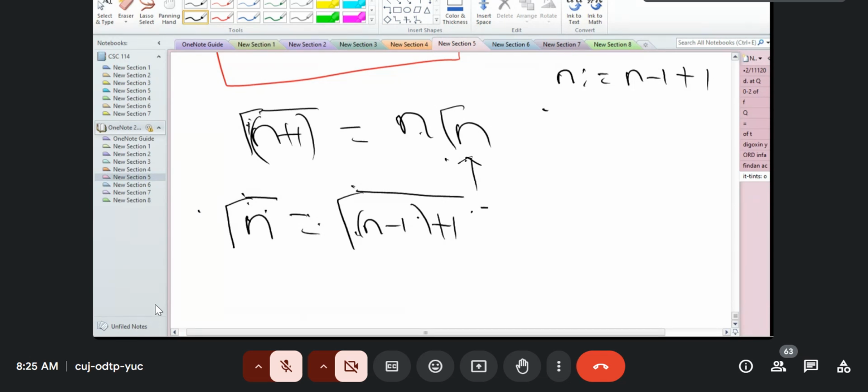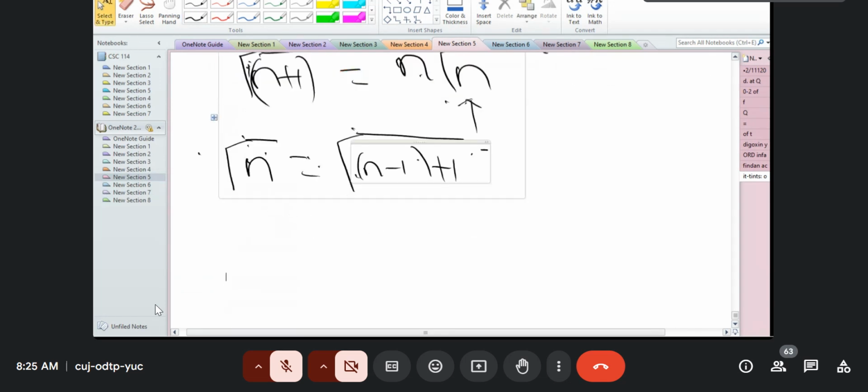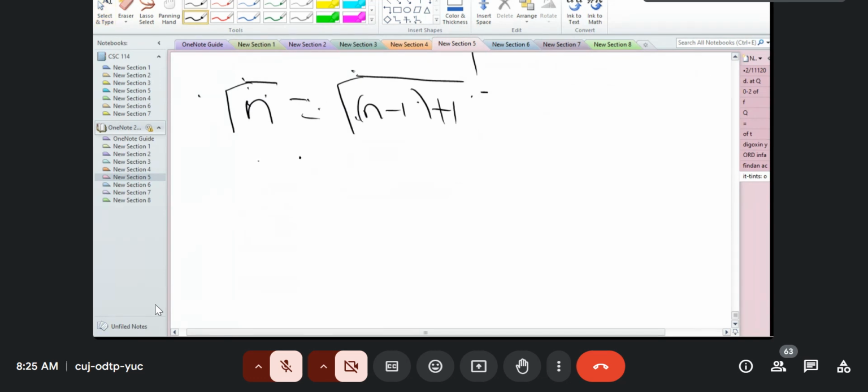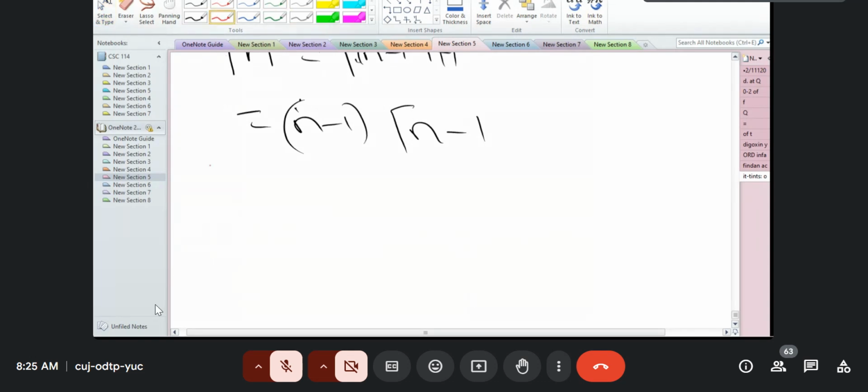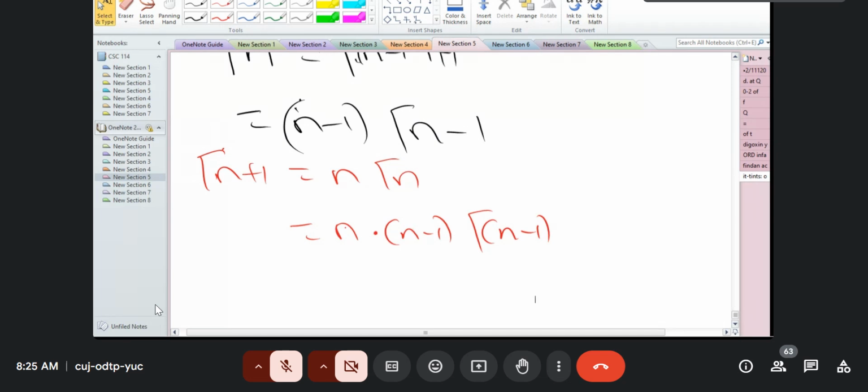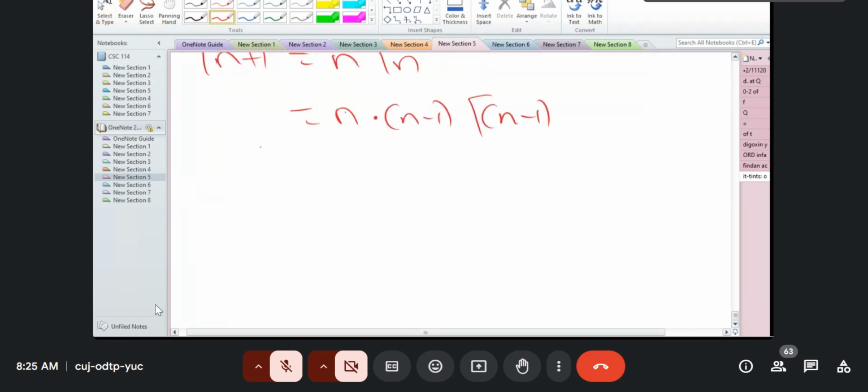But we know that gamma of something plus 1 is equal to that something factored out, then gamma of that particular quantity. So this will be n minus 1 times gamma of n minus 1. Let's use this result. We had that gamma of n plus 1 is equal to n times gamma of n, but now gamma of n is n minus 1 times gamma of n minus 1. Let's obtain an expression for gamma of n minus 1 as well.